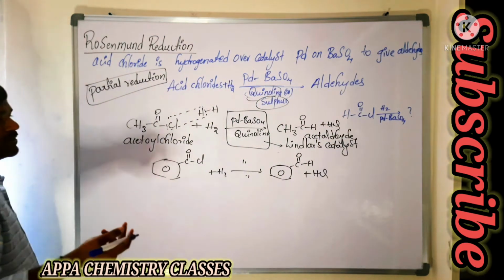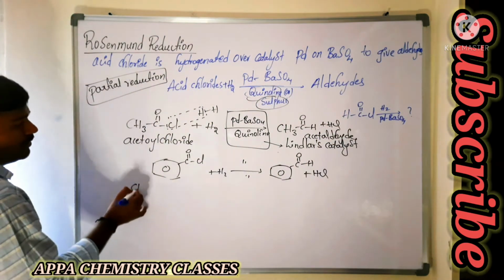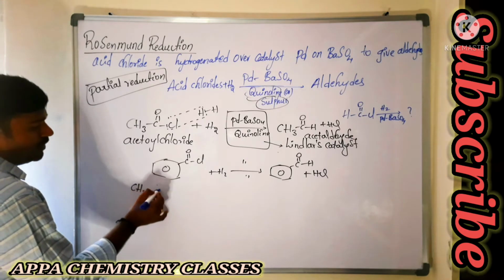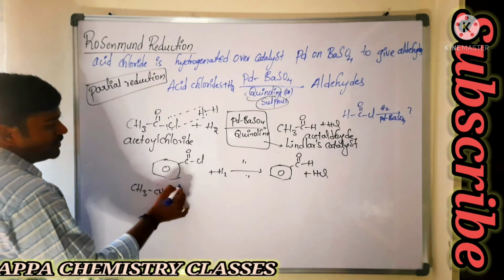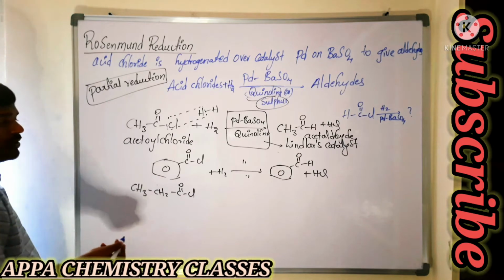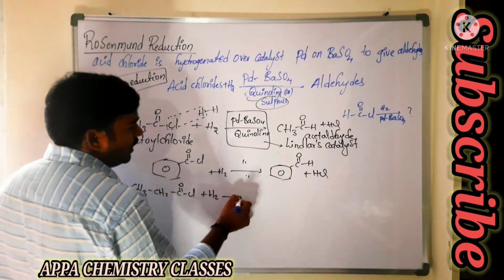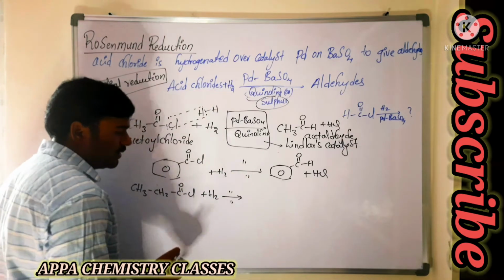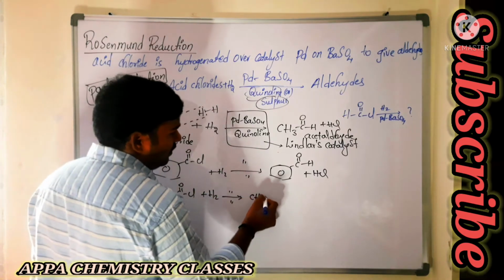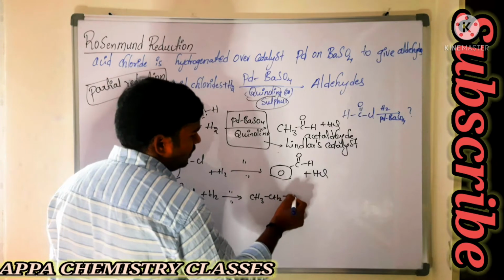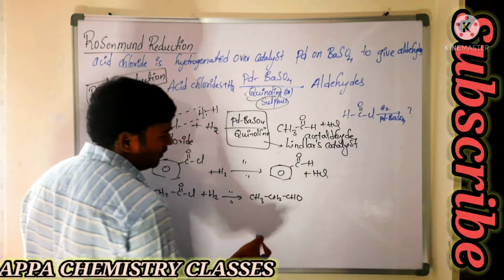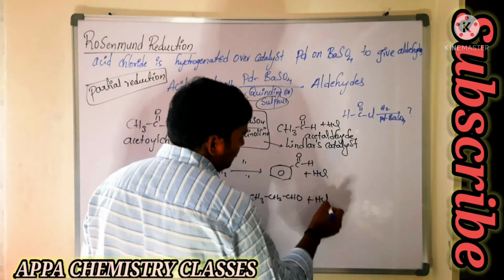This reaction is called the Rosenmund reduction. Only aldehydes we can prepare. You can take another one: C double bond O, Cl, propanoyl chloride. This propanoyl chloride on hydrogenation in the presence of this catalyst gives propanaldehyde plus HCl.